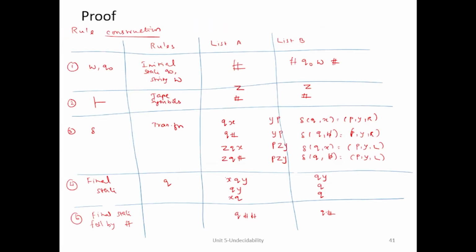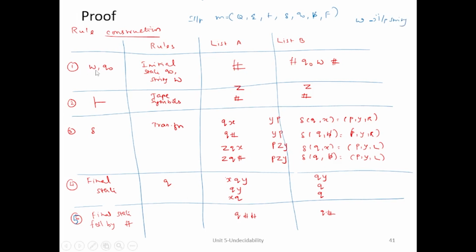So how to solve it? We should frame rule constructions. There are 5 different rules available, with which we should frame list A and list B. So we should construct list A and list B. The input is a Turing machine. The Turing machine contains a 7-tuple representation: Q, sigma, tau, delta, starting state, blank symbol in tape symbols, and final state. So these are all the 7 parameters, and they will give the input string W.